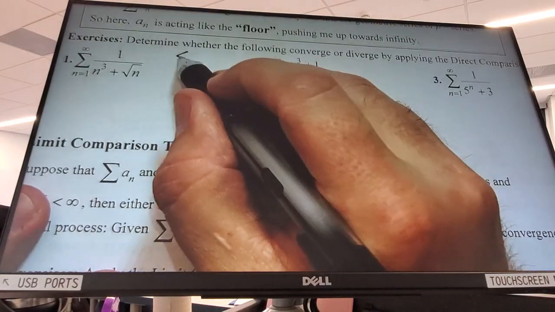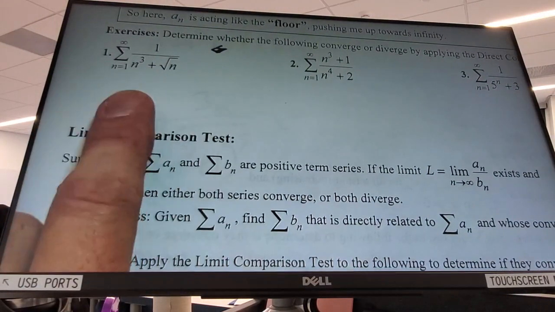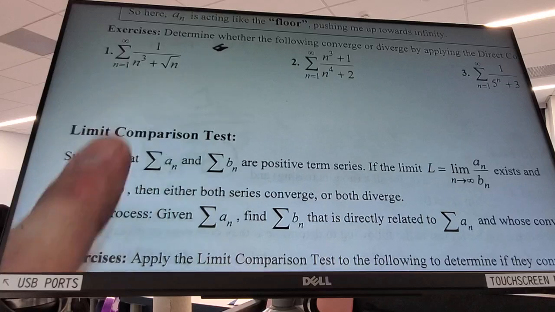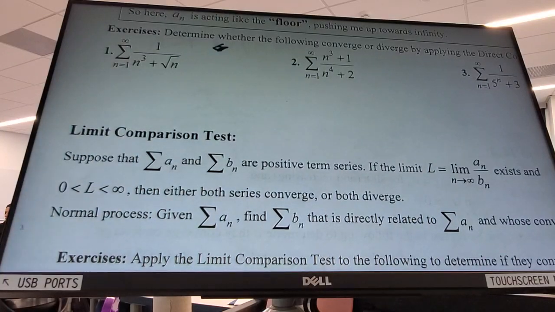So, can you guys get the idea for this? I mean, this one, on one level, you're going to find it kind of silly, but I want you to get used to this test. 1 over n cubed, what does that do? Converge. So if I add something to the bottom of it, doesn't it make the bottom bigger? Doesn't it make the whole thing smaller? So what do you guys think that does? It should converge.